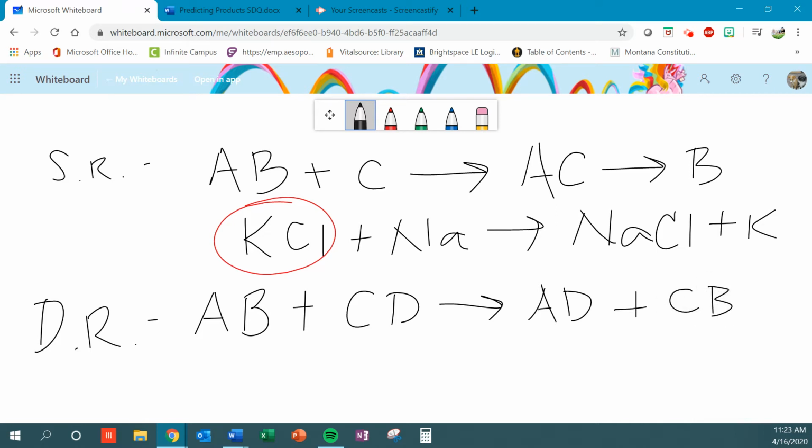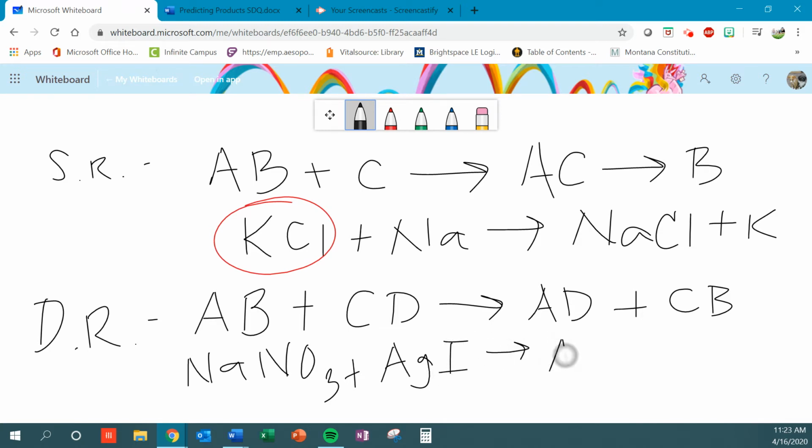So a good example of this would be something like sodium nitrate plus silver iodide yields silver nitrate and sodium iodide. Again, you know which has to go with which because it's all ionic. And so you could never have silver and sodium go together because they're both metals. And so you need a metal with a non-metal so that you can only swap the partners that are needed for that. Okay. So that is my little lesson on.